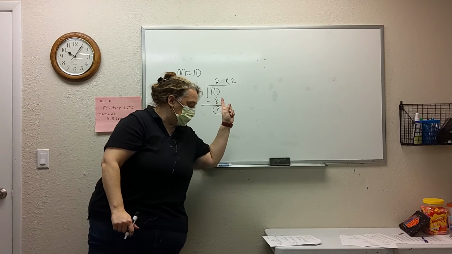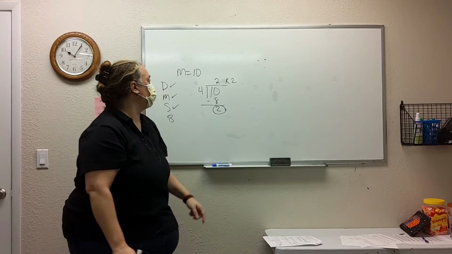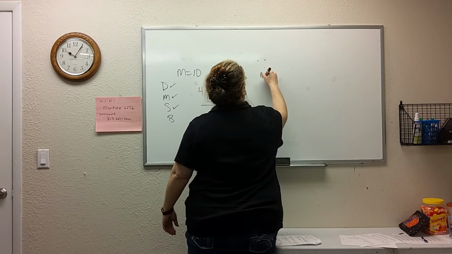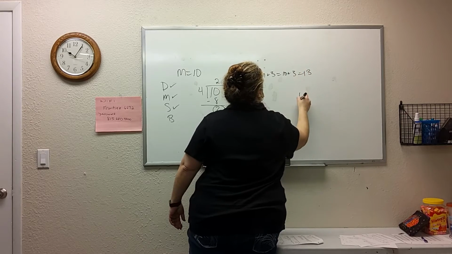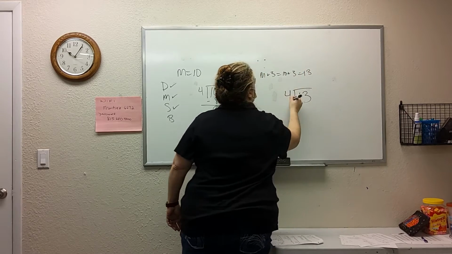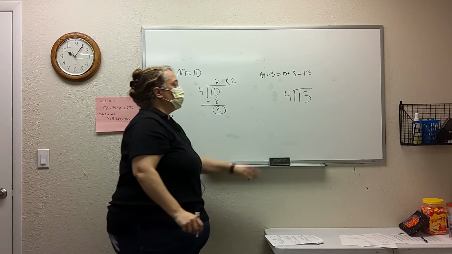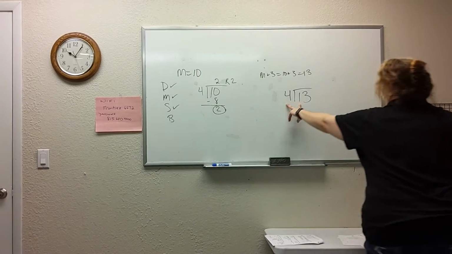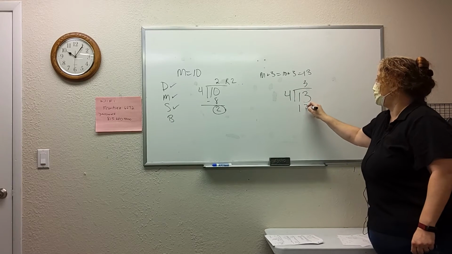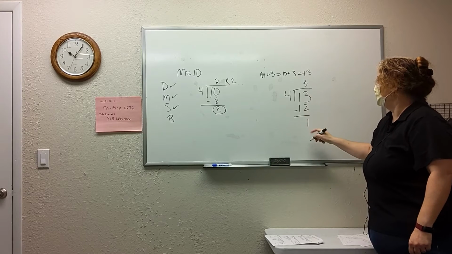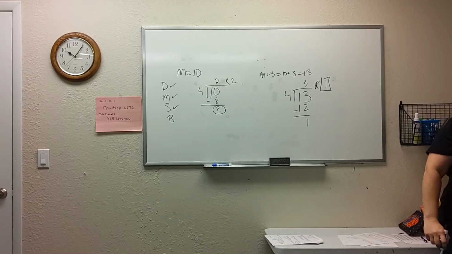All right, so m is 10. What is the remainder when m plus 3 is divided by 4? So let's figure out what m plus 3 is. m plus 3 is going to be 10 plus 3. That's 13. So I'm taking 13 now and dividing by 4. So again, steps, divide. 13 divided by 4 is 3. 3 times 4 is 12. Subtract: 1. I got a remainder of 1. And that's what I would grid in.